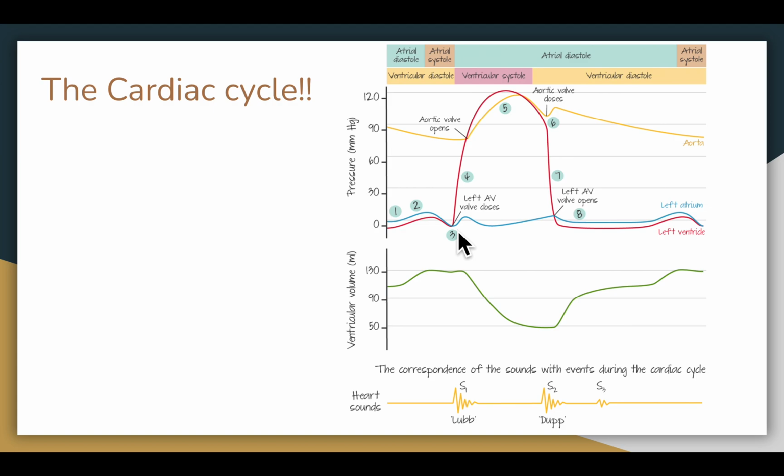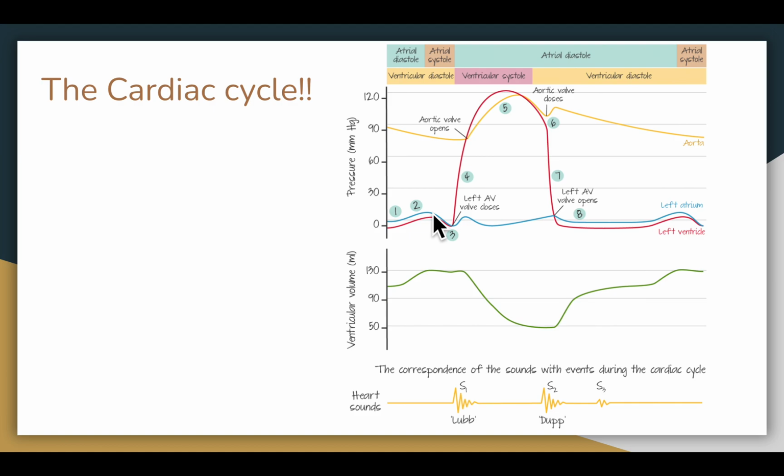When the pressure gradient here is reversed, meaning that ventricular pressure exceeds the atrial pressure, the atrioventricular valve closes to prevent the backflow of blood, and this is when we hear the first sound of the heartbeat, which is also the lub sound, at around 0.3. This marks the beginning of systole. As a reminder, systole is the ventricular contraction.